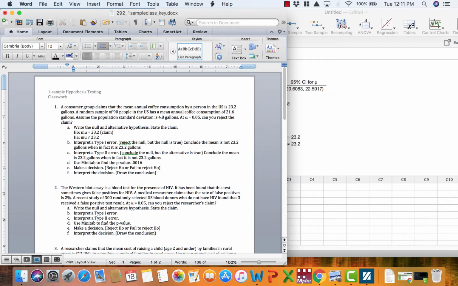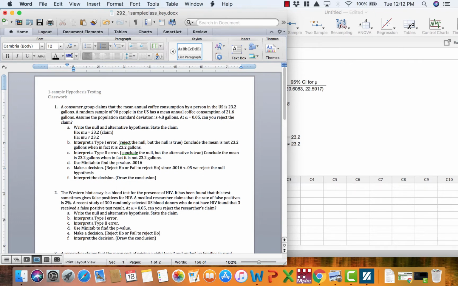All right, and we want to make a decision. Since 0.0016 is less than our alpha of 0.05, we reject the null hypothesis. When the p-value is less than alpha, we reject the null. When the p-value is greater than alpha, we fail to reject the null. So again here, because the p-value is less than alpha, we reject the null hypothesis.